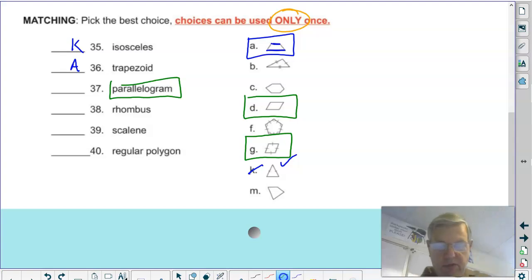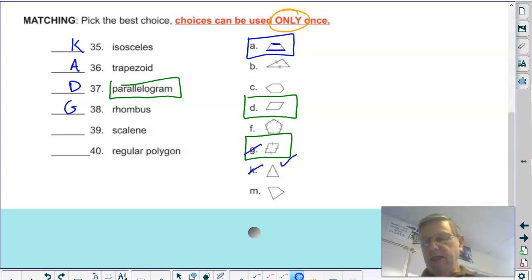Well, let me go to 38. A rhombus is a parallelogram with four congruent sides. So out of D and G, which one is the rhombus? G is the rhombus. So you had to use G for the rhombus. Therefore, now I can use D for the parallelogram.